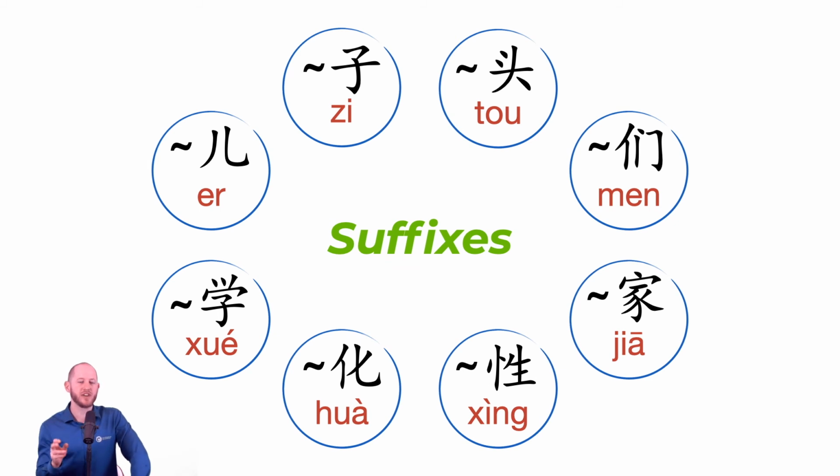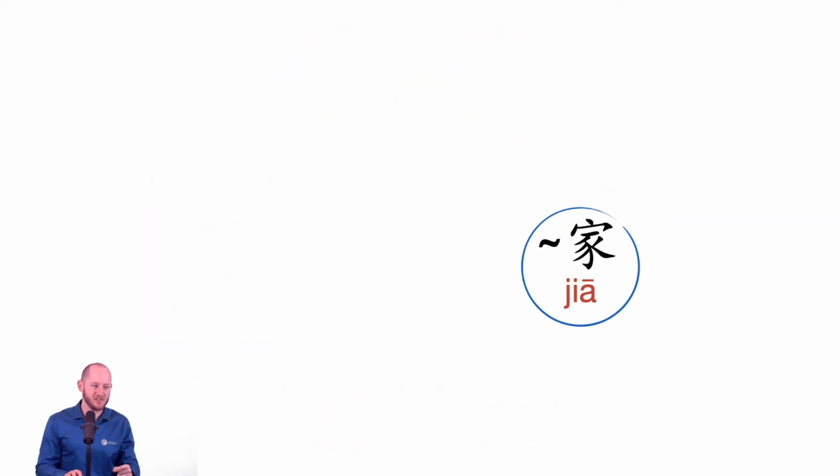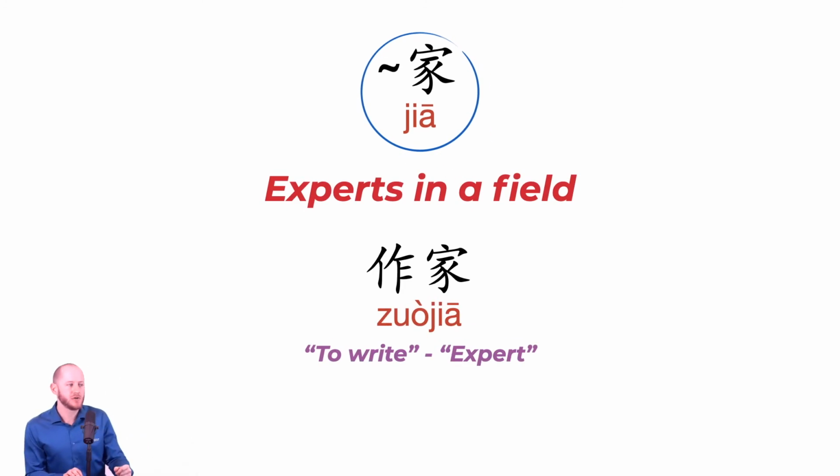Okay, so those are the 4 that are kind of somewhat essential to the language. These next 4 are just examples to show you just how interesting these suffixes can be. But like I said, this is by no means an exhaustive list of the suffixes in Chinese. So let's talk about 家. 家 by itself means home. But when it's a suffix, it means an expert in the field. And so you could say that this person is at home doing whatever it is that they're doing because they're an expert. A 作家 is to write plus expert.